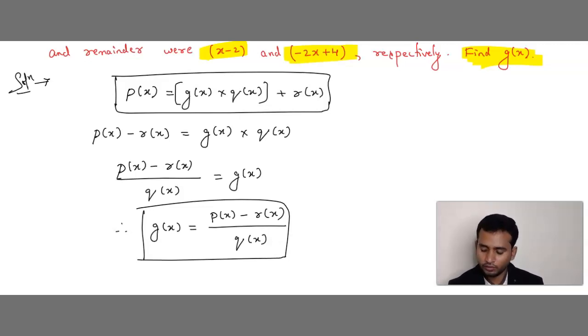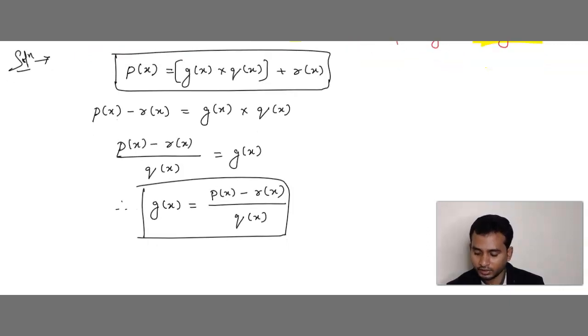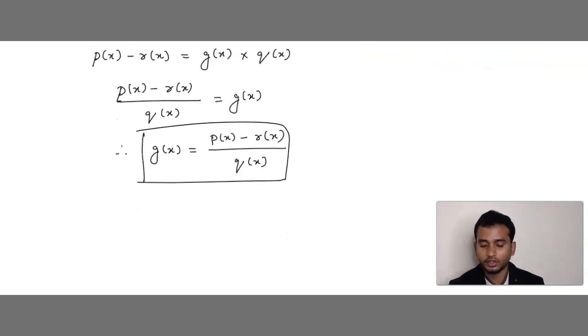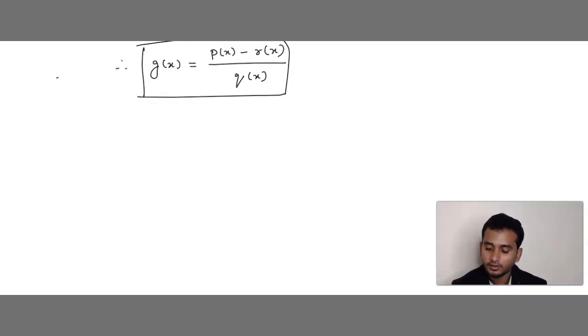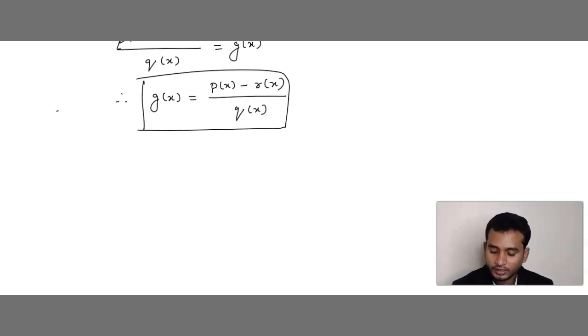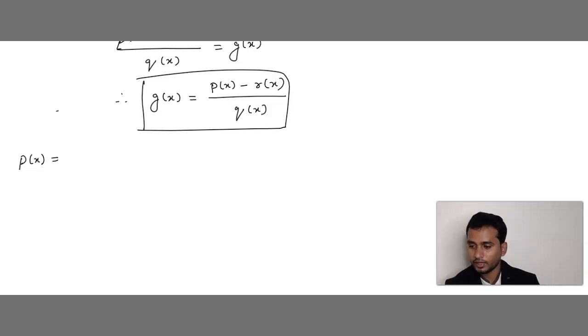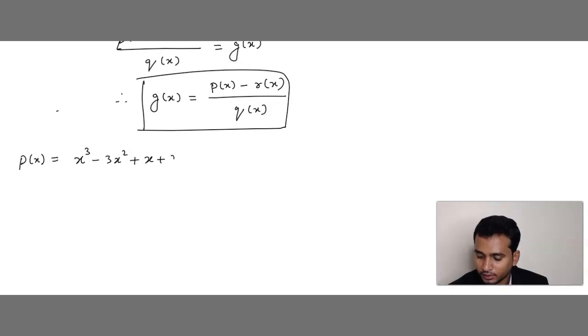Okay. Now we write the data. What is p of x, r of x and q of x. Observe. Very simple. First we write p of x. So what is the given p of x? That is nothing but x cube minus 3x square plus x plus 2. This is p of x.